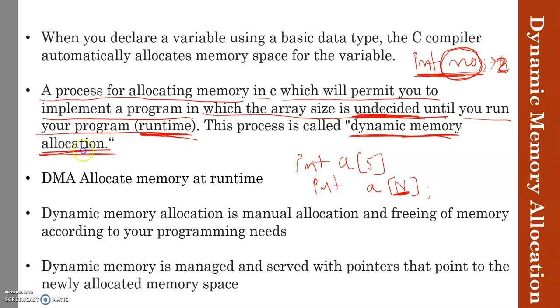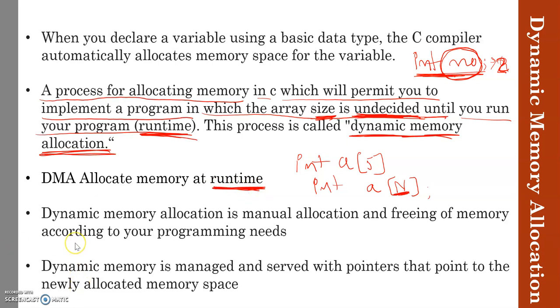The dynamic memory allocation means the space you reserve for your variables at runtime only, meaning the size is not decided up front, right? So this is the definition of dynamic memory allocation. The most important point you need to remember is that dynamic memory allocation allocates the memory at runtime. This is the important word, runtime.